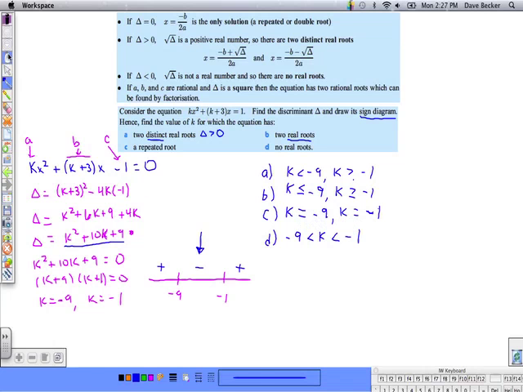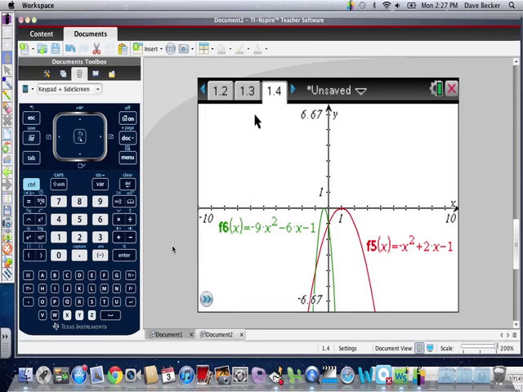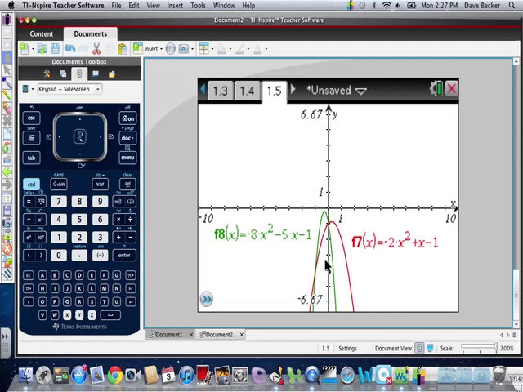Quick look at some examples there. So I just had to choose some values between -1 and -9 for k, and I chose -8 closer to -9, and you can see the green graph does not intersect the x-axis, indicating no solutions. And I selected -2, which is closer to -1. And you can see the red graph does not intersect the x-axis, again indicating no solutions.